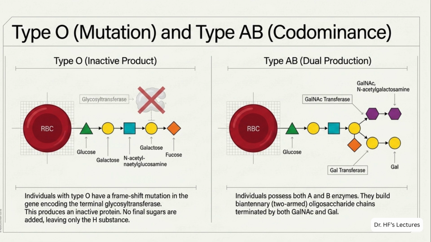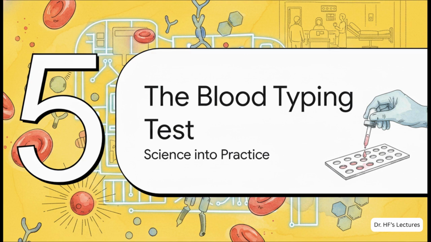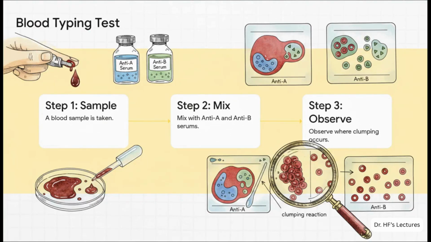Okay, let's zoom back out. Knowing the elegant science is one thing, but how do we actually use this in a hospital, when the clock is ticking and we need to save a life? The test is actually beautiful in its simplicity. We take a little bit of a patient's blood, and we basically provoke that clumping reaction on purpose, in a safe, controlled way. We just mix one drop of blood with a serum full of anti-A antibodies and another drop with a serum full of anti-B antibodies.